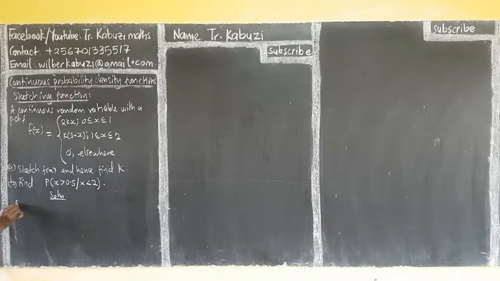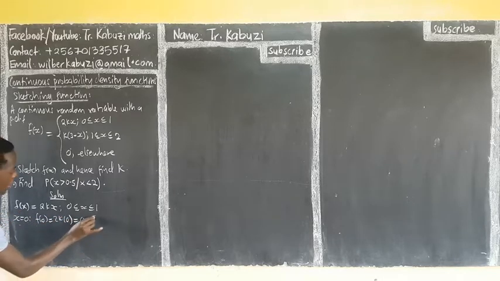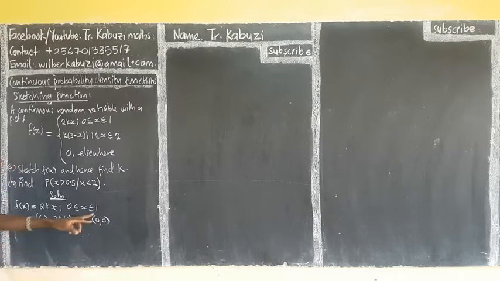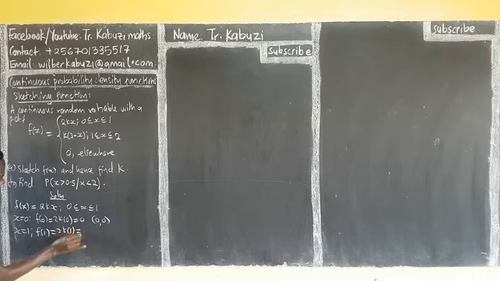So first we have f of x equal to 2kx, on the interval 0 less or equal to x less or equal to 1. The first test is when x is 0. f of 0 will be 2k into 0, which is 0. So the point there is 0, 0. Then you test this one: when x is 1, f of 1 equals 2k into 1, which is 2k. So this will be 1, 2k.